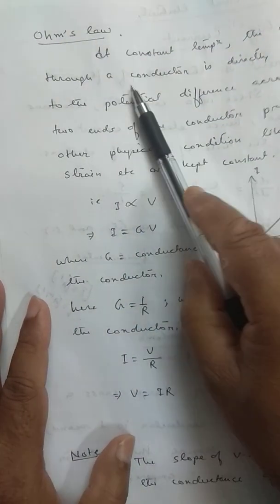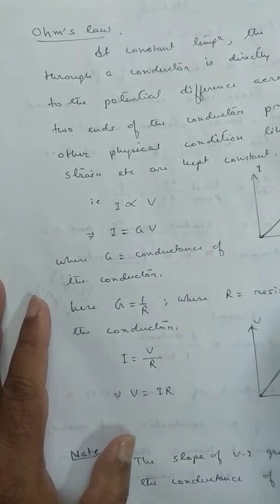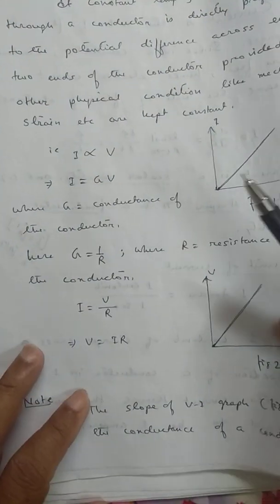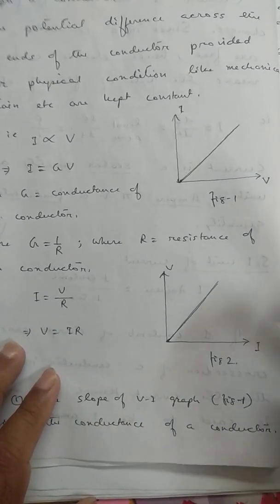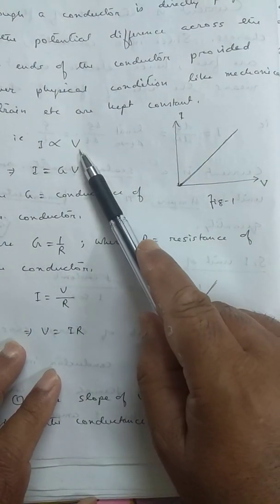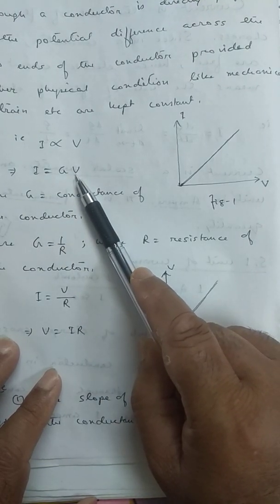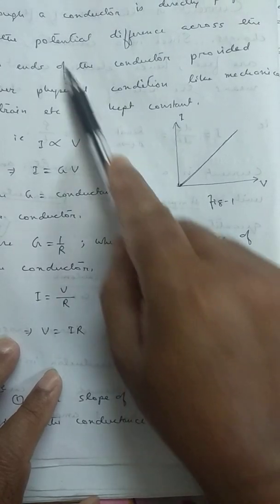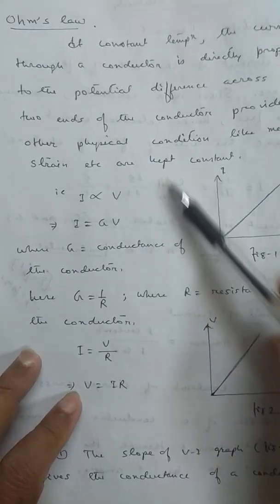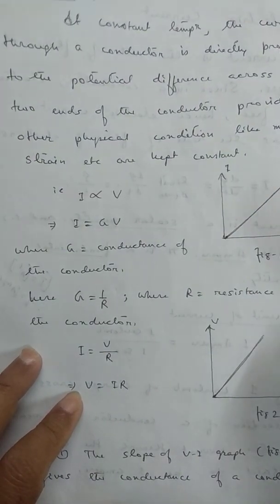What is Ohm's law? At constant temperature, current is directly proportional to the potential difference across the two ends of the conductor. I is directly proportional to V, provided temperature and other physical conditions remain constant.